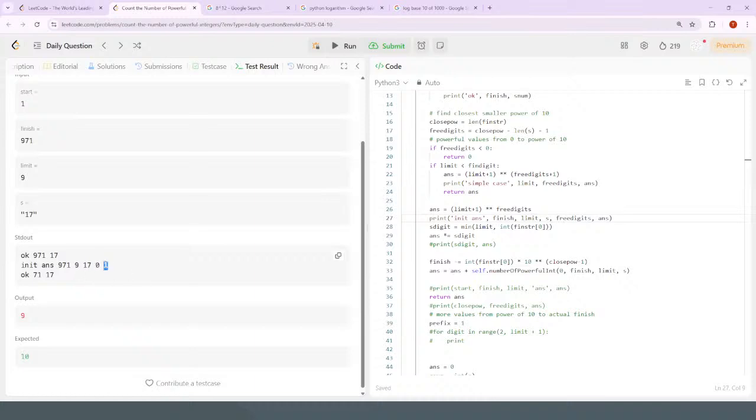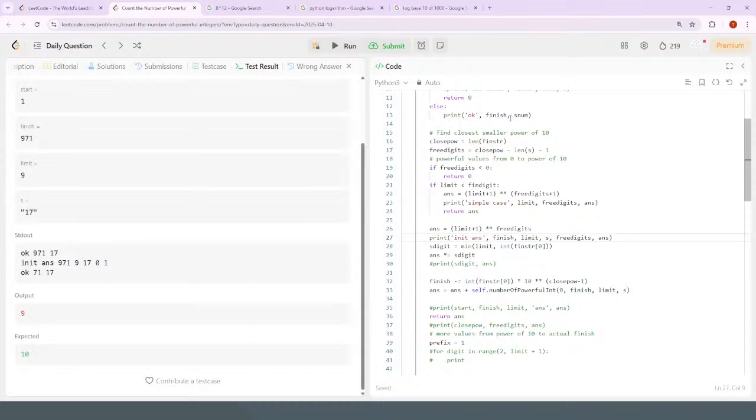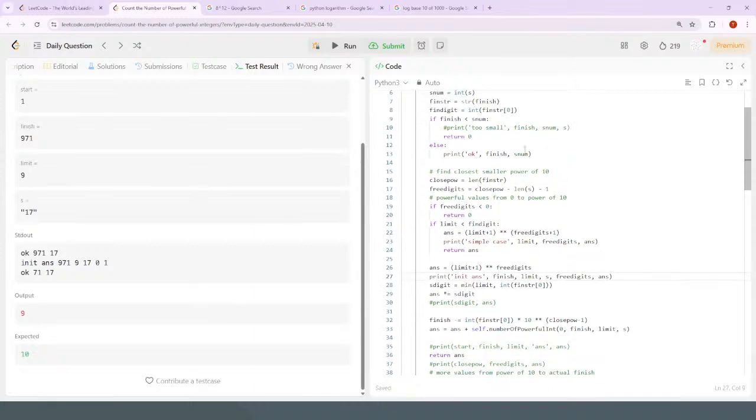And then 1 would be multiplied by the limit of 9. So that should give you 10. No, 1 should be multiplied by 9, that gives you 10. And then you're thinking of how many times 17 is less than 71. There should be 1 time there. Okay, 17. 71, 17.